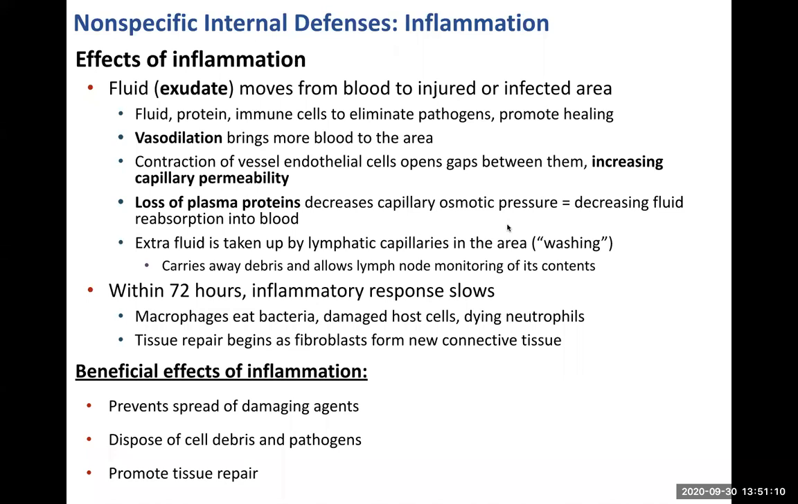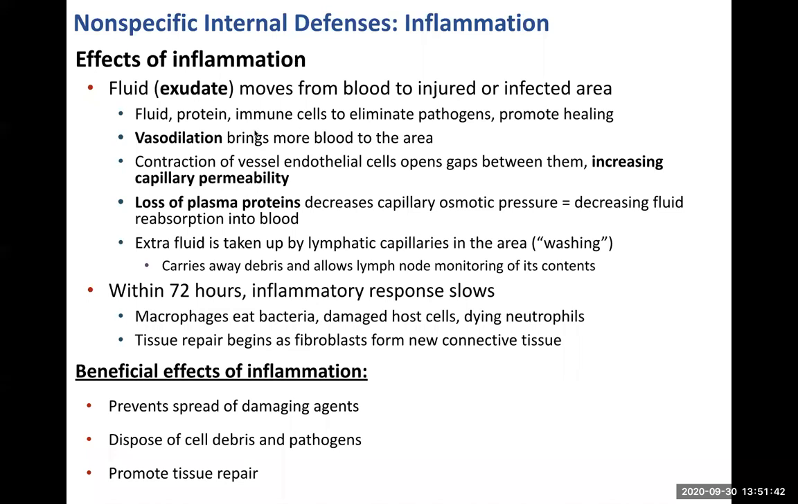Okay, so this slide summarizes some of those changes or effects of inflammation that we've already discussed. Vasodilation and an increase in vascular permeability are really important changes that take place in the vasculature that help to promote white blood cells getting to the area of injury or infection to help clean up the mess and activate the immune response.